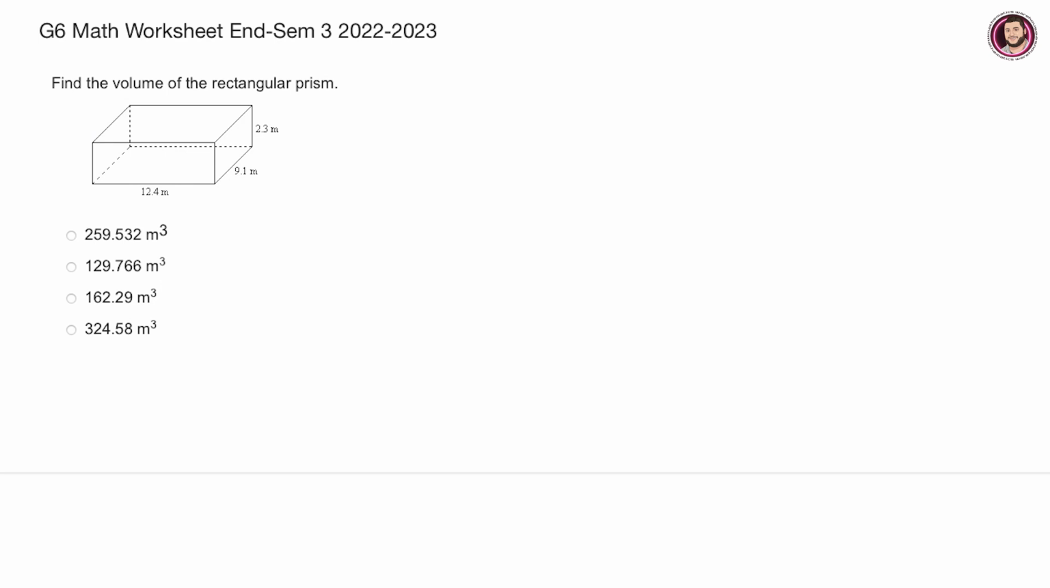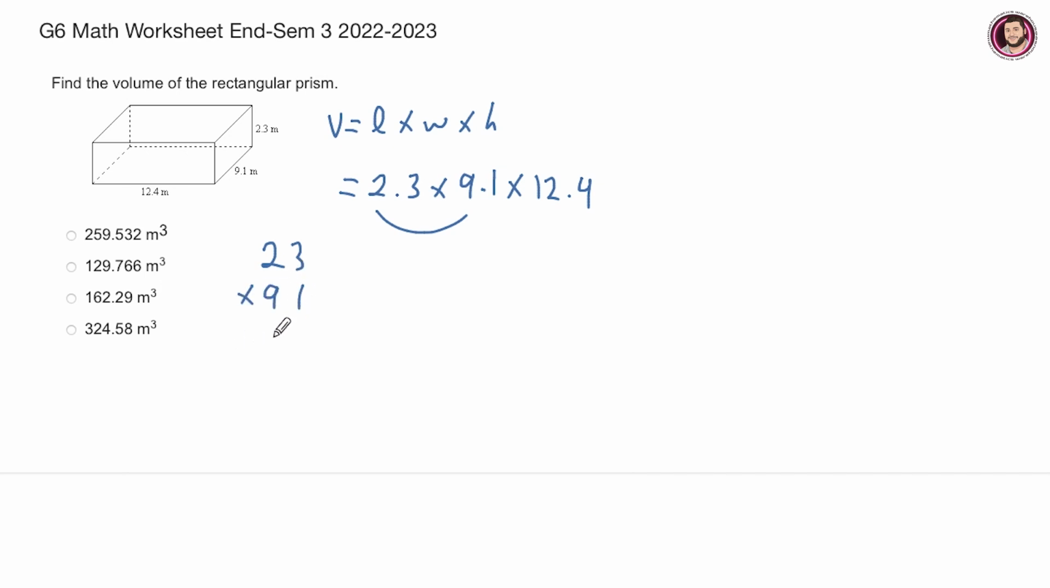Find the volume of the rectangular prism. We just said the volume equals the length times width times height. So we'd multiply 2.3 times 9.1 times 12.4. Let us start to multiply 2.3 times 9.1. We'll ignore decimal point and multiply 23 times 91. So 1 times 3 equals 3, 1 times 2 is 2, put 0, 9 times 3 is 27, 7 and carry up 2, 9 times 2, 18 plus 2, 20, add, it will be 2093.